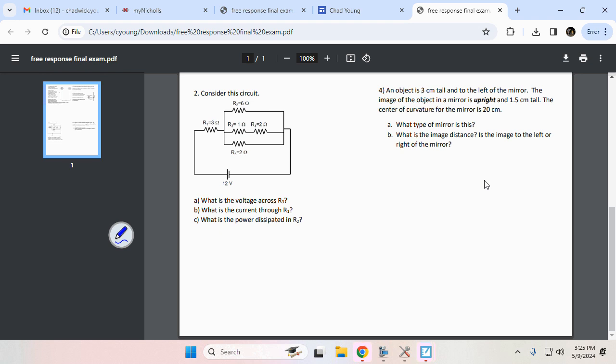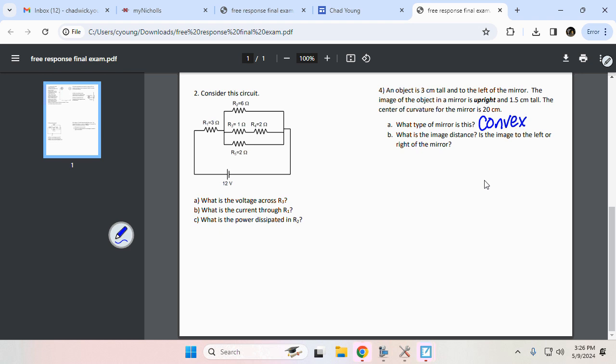The reason that I know this is a convex mirror, I will be asking these same 2 questions. The reason I know it's a convex mirror is because the image is smaller and upright. That means that it's also virtual. So I have a virtual, upright, smaller image, and only convex mirrors make that type of image. So then I want to know the image distance.